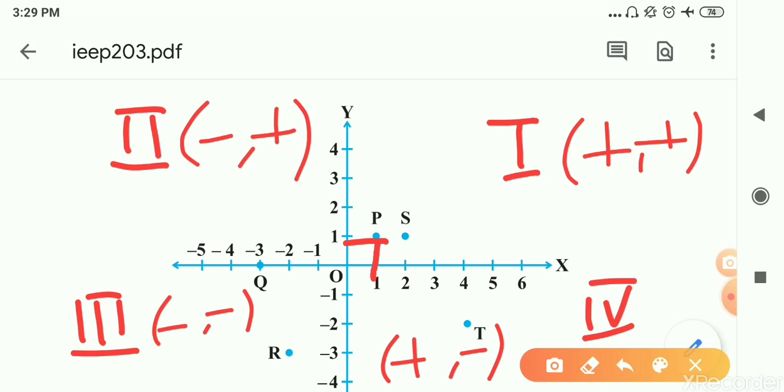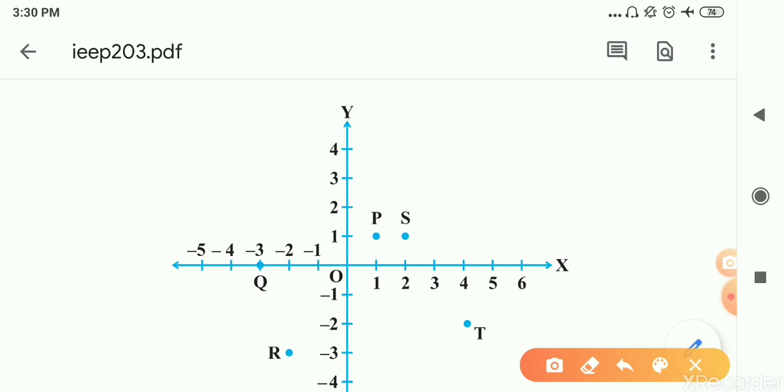You got it? So you can see the points P and S are lying in the first quadrant, and the perpendicular distance of point P from the x-axis is 1 unit, which is actually the value of the ordinate, and the perpendicular distance of point P from the y-axis is 1 unit, which is actually the value of the abscissa. So we can say the coordinates of point P is 1 comma 1. Got it? Because it is lying in the first quadrant, both values should be positive. Let me write here the coordinates of point P is 1 comma 1.